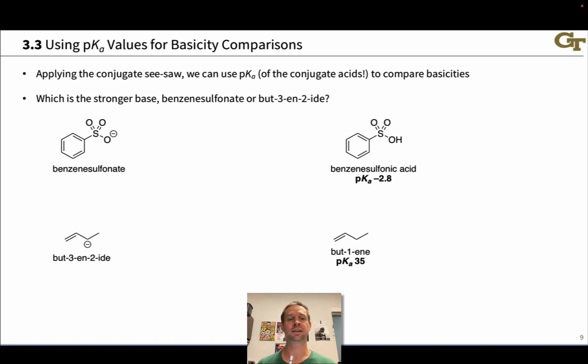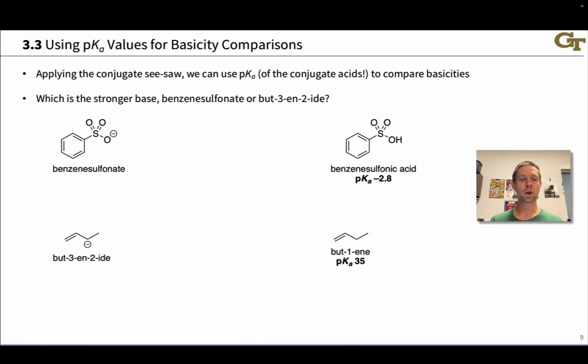And we're going to do that on this slide, answering the question, which is the stronger base? Benzene sulfonate, the structure of which is right here, or but-3-ene 2-ide, this allylic anion, whose structure is right here. Now, both of these are negatively charged, and to think about generating the conjugate acid for a pKa comparison, let's add a proton to the negatively charged atom.